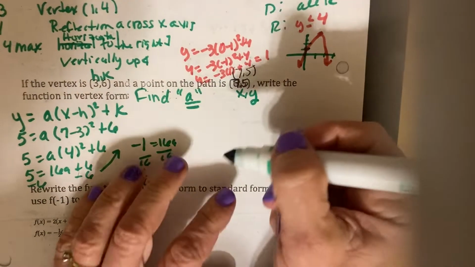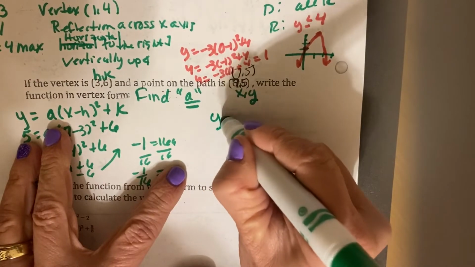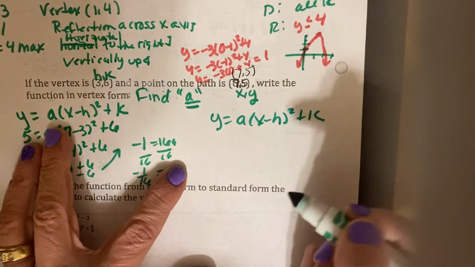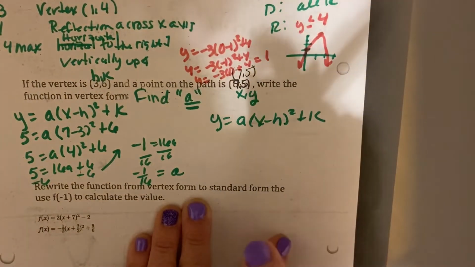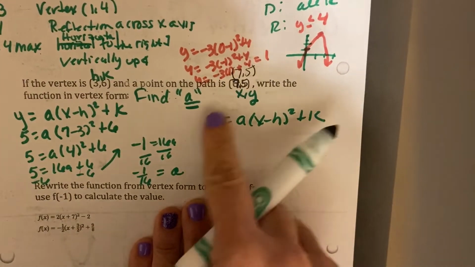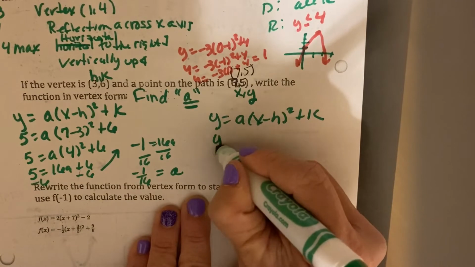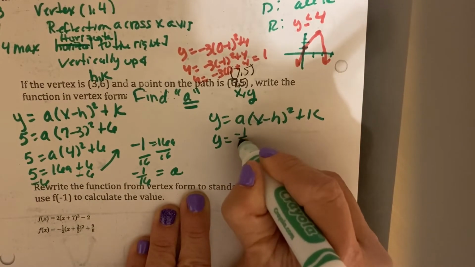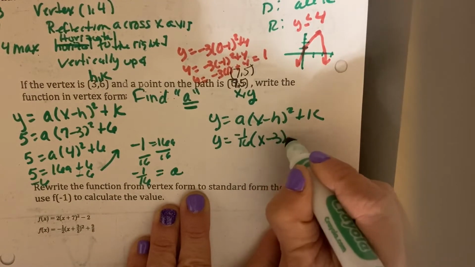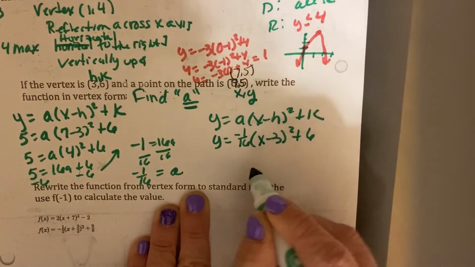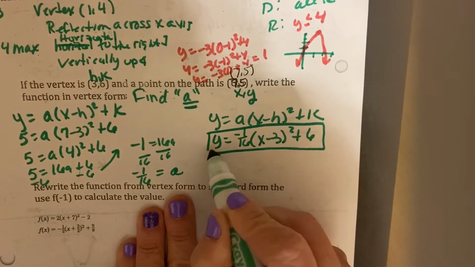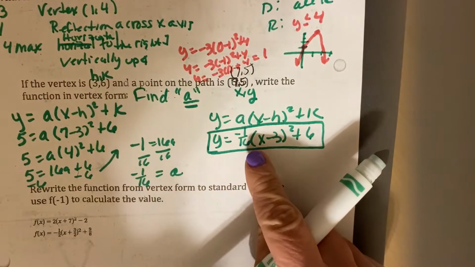So now I'm going to rewrite my formula, which is y equals a(x minus h) squared plus k. I'm not going to fill in the values for my y and the x, and I'll plug in everything else. So I have y is equal to negative 1 over 16 times (x minus 3) squared plus 6. And so this right here is written in vertex form.